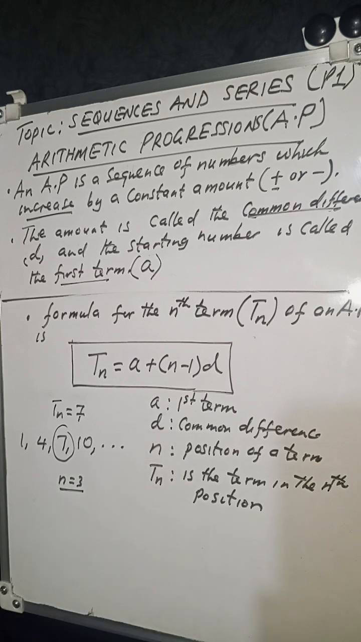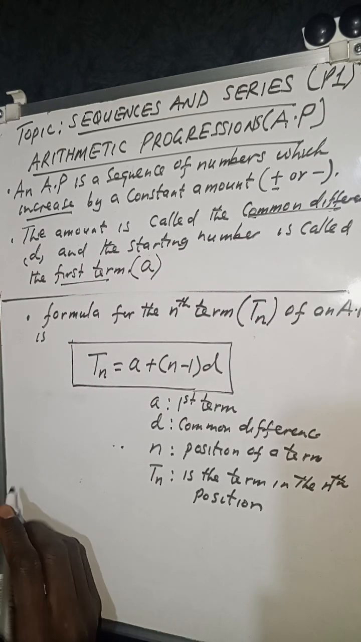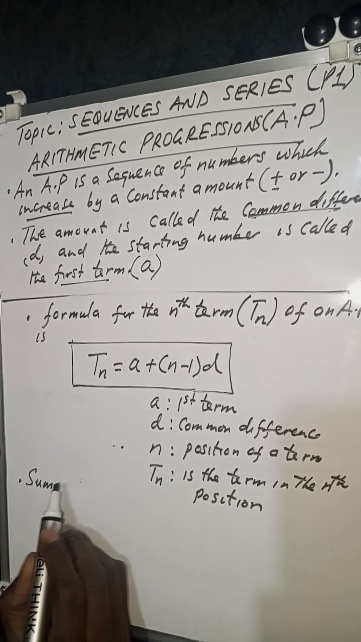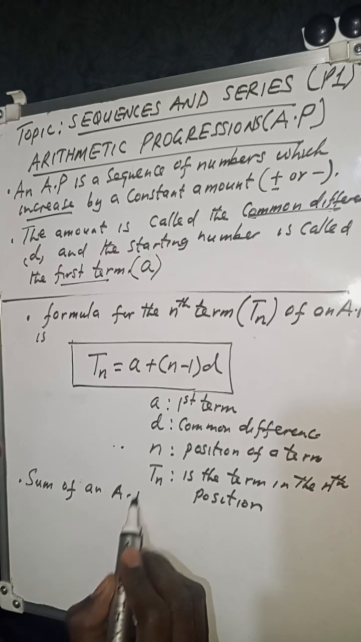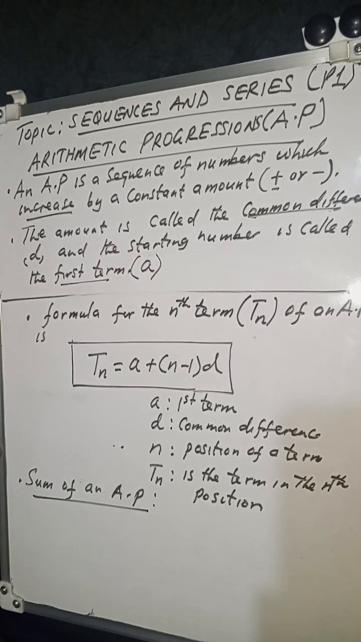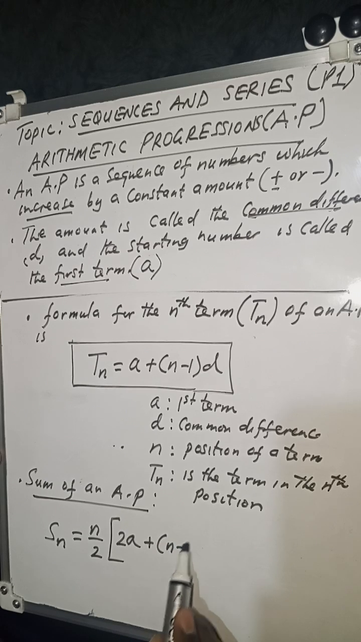So it's a very important formula. Another formula that we are going to be using is when you want to know the sum of an arithmetic progression. We apply the formula Sn, the sum of n terms, is equal to n over 2, then open bracket, 2 multiplied by the first term plus n minus 1 multiplied by the common difference. That's the formula we use when you want to find the sum of n terms.